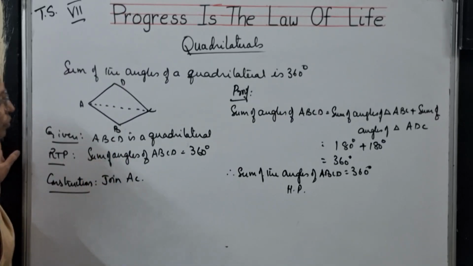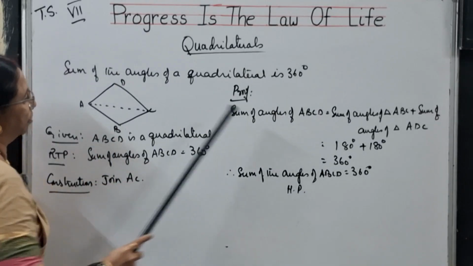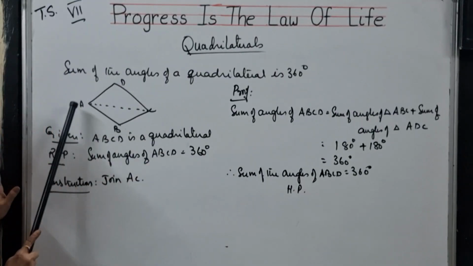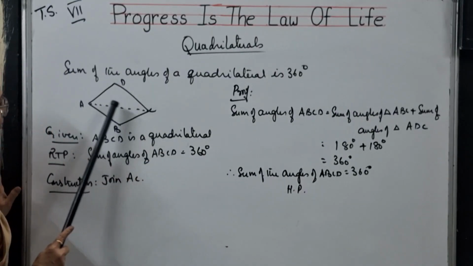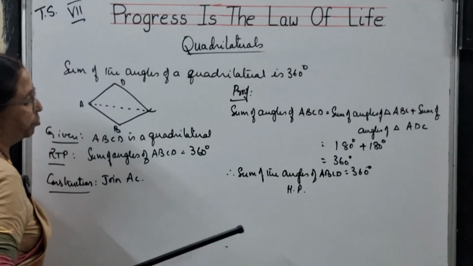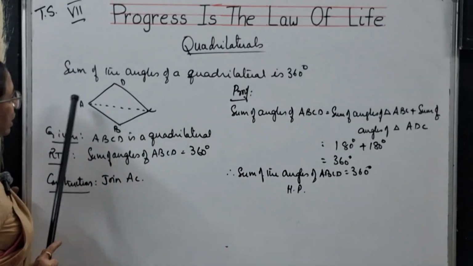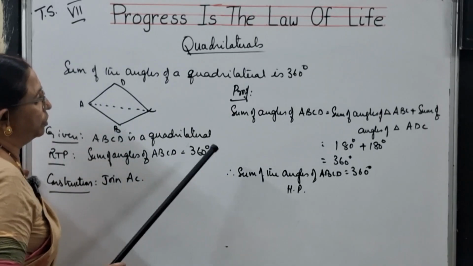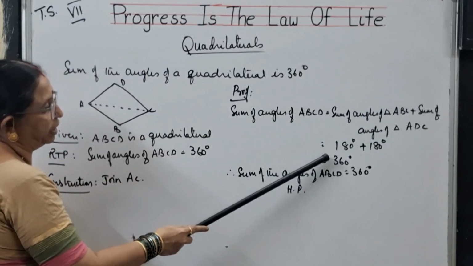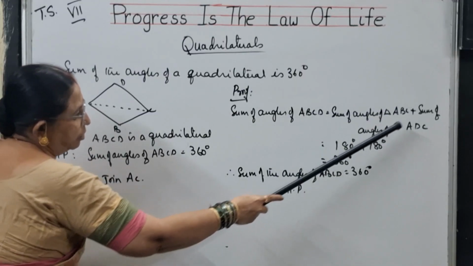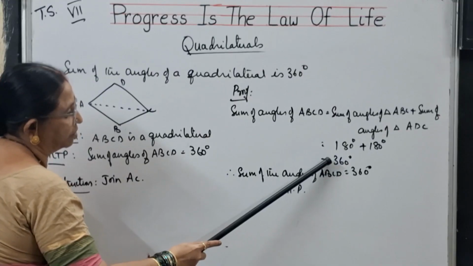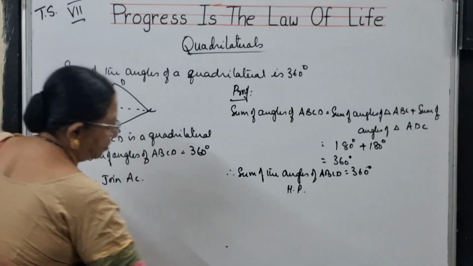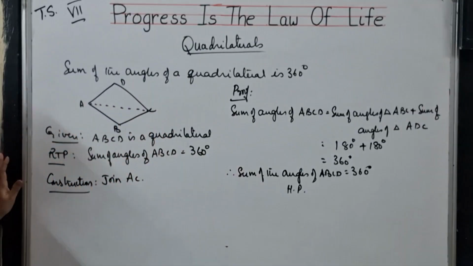Now let us see the proof. The proof is: sum of angles of ABCD is nothing but sum of angles of triangle ABC plus sum of angles of triangle ADC. Sum of the angles of these two. Now you know that the sum of the angles of a triangle is 180. So this sum is 180 plus this angle sum is 180, total 360. So the sum of the angles of ABCD is 360 degrees. This is how you can prove this, children.